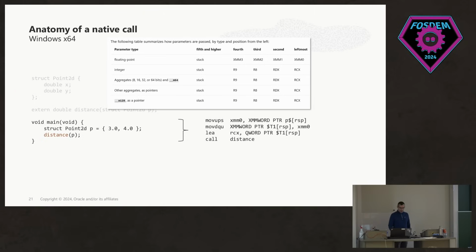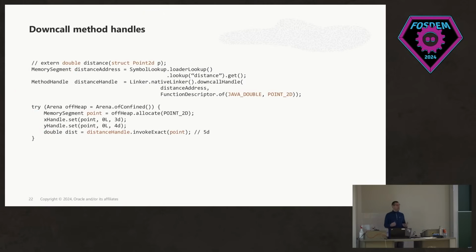So that's why it's important that we are able to describe the signature of a C function to the linker, because the linker then will inspect the signature of that C function and will determine what is the exact set of instruction that we'll need in order to go from the Java call to the native code underneath. And so how do we do this?